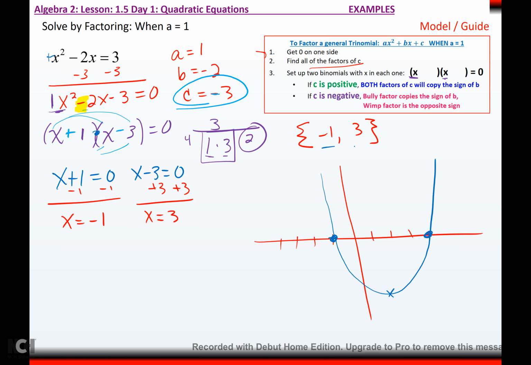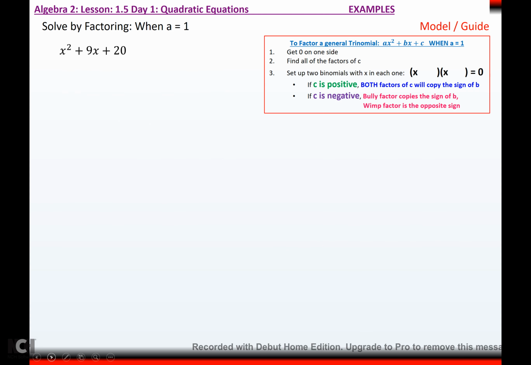That's why we call them solutions. They're also called zeros. Okay? All right. You don't have to graph. I'm just showing you kind of what's coming. All right, so let's do another one.